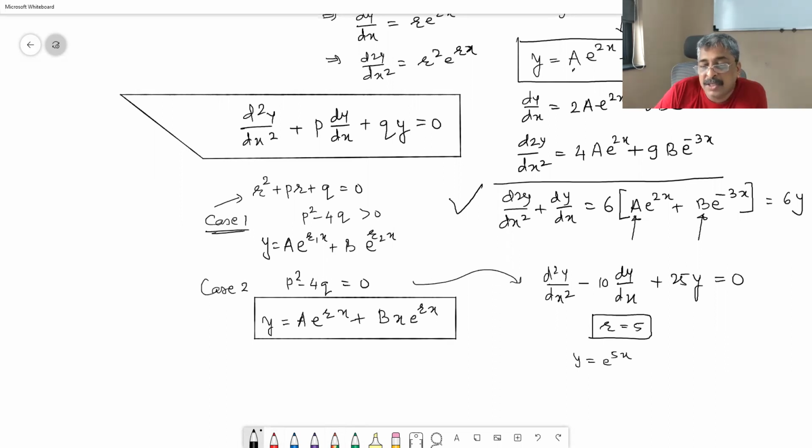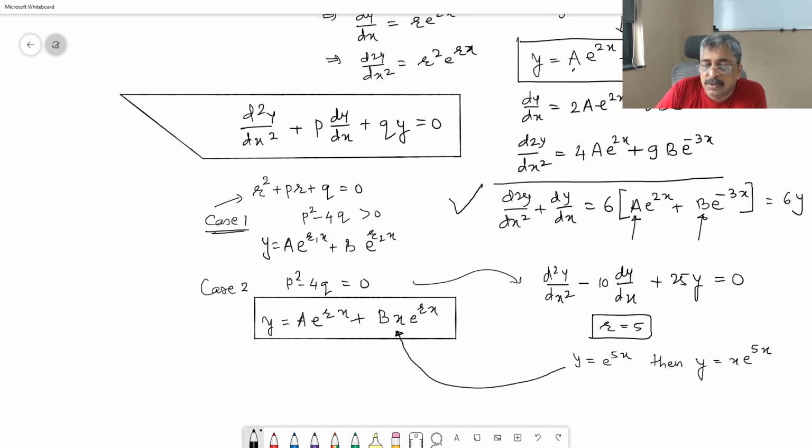So if y is equal to e raised to 5x is the solution of this differential equation, then y is equal to x e raised to 5x is also the solution of this differential equation. That is what is the finding. And hence you combine these two solutions to get the general solution.